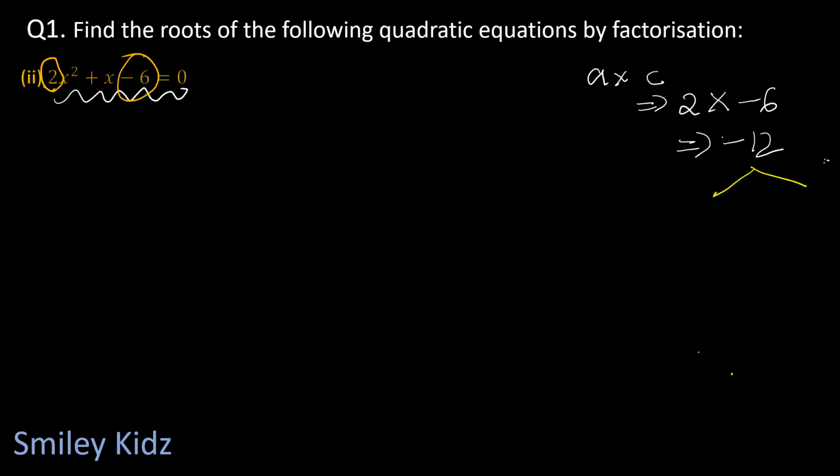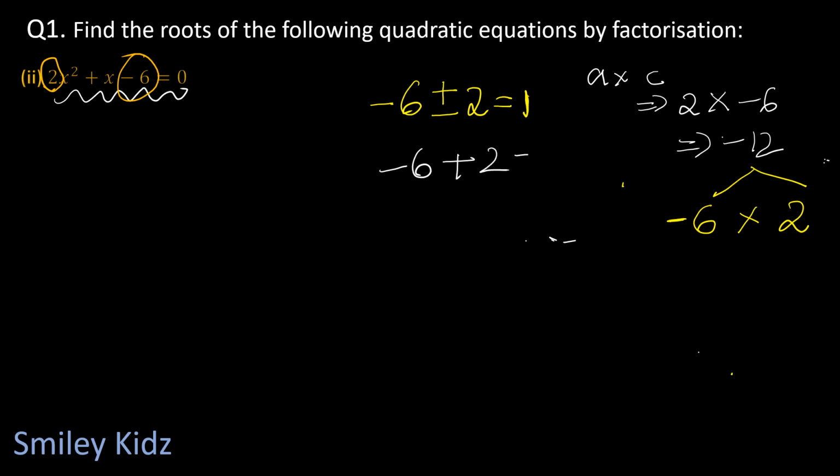Let's suppose my factors are minus 6 and 2. So minus 6 plus or minus 2 should give me 1. Is it possible? Well, let me try it out. So minus 6 plus 2 will give me minus 4, which is not equal to 1.